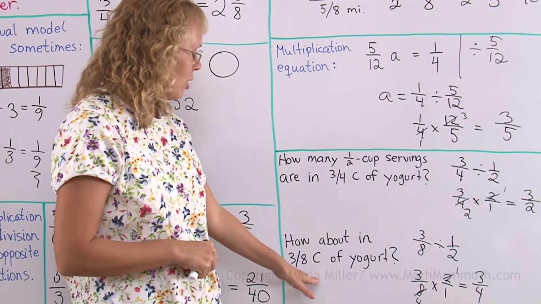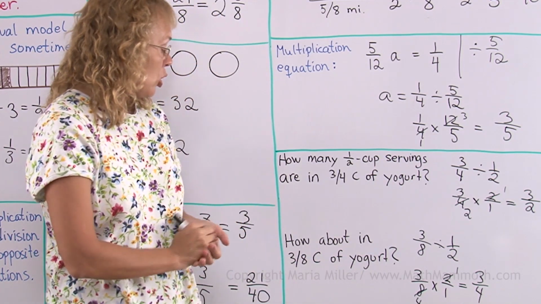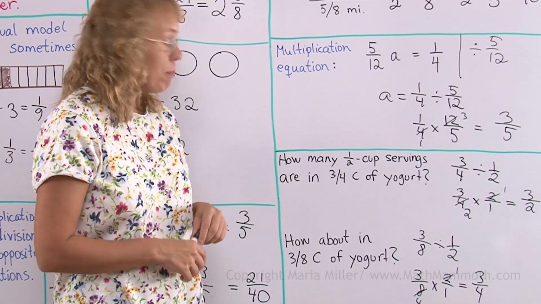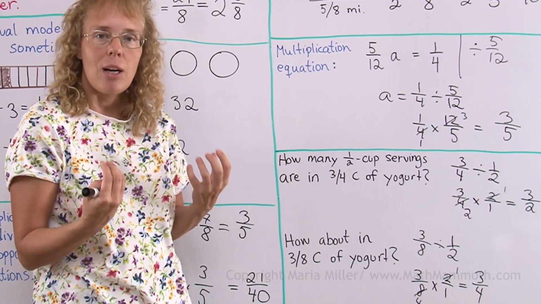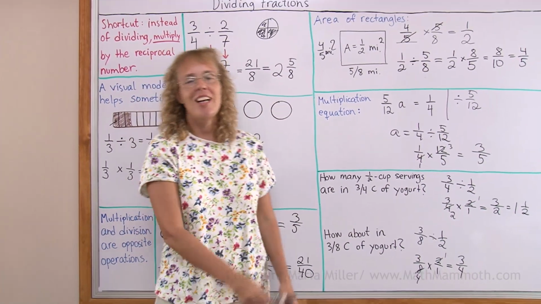And you could continue, maybe solve another problem where we would have like 2 1/4 cups of yogurt or some other type of mixed number and solve it the same way. Take the 2 1/4 cups and divide that by half a cup. Okay, well done, and I hope this was helpful.